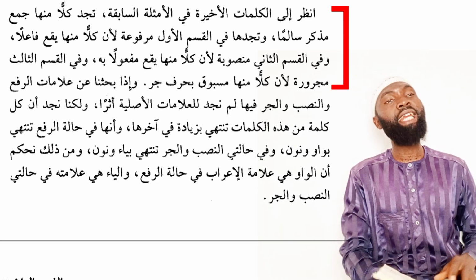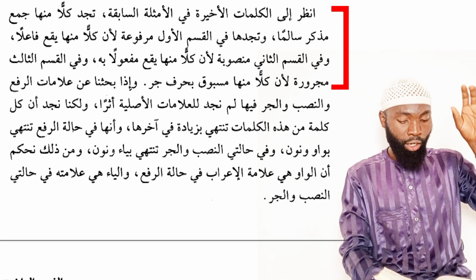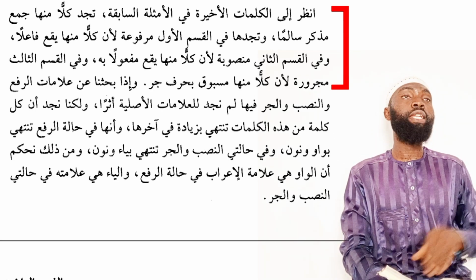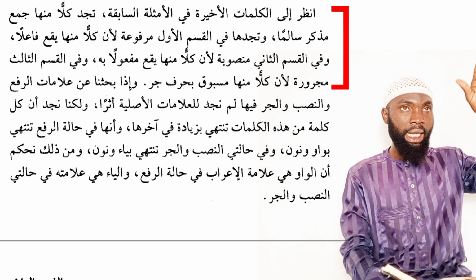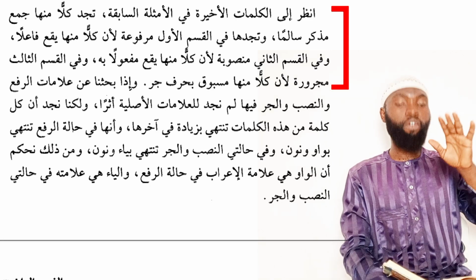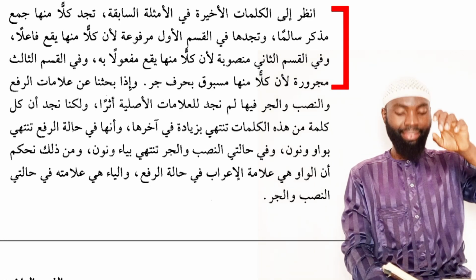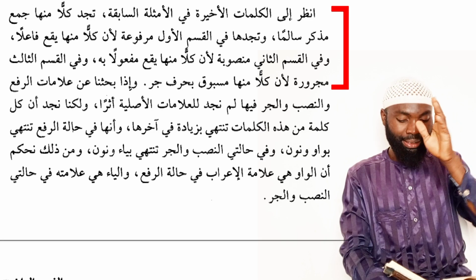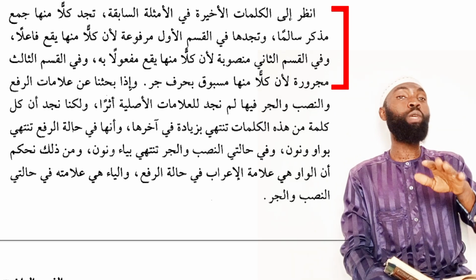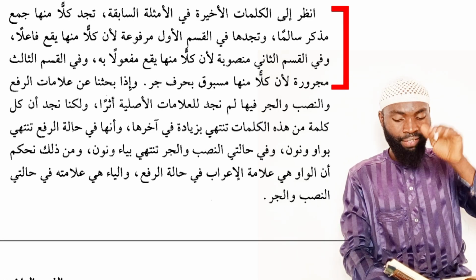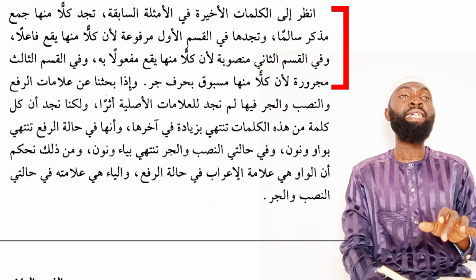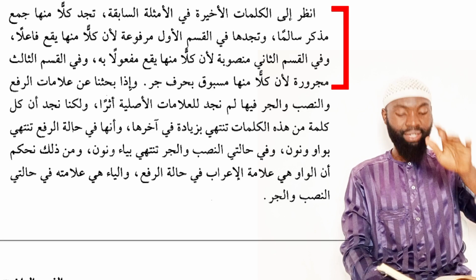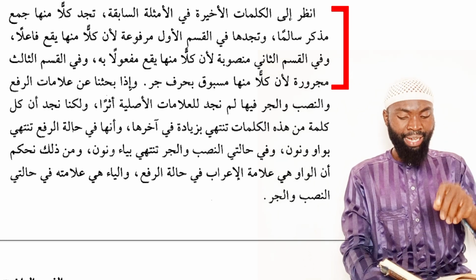وَتَجِدْهَا فِي الْقِسْمِ الْأَوَّلِ. He said you will find these same words in the first section marfu'atan, in the nominative case, لِأَنَّ كُلًّا مِنَّهَا يَقَعُ فَاعِلًا, because all of these words in the first section appear as subject of these sentences. وَفِي الْقِسْمِ الثَّانِ. While in the second section, mansubatan, you find these words coming as what? In the accusative case, لِأَنَّ كُلًّا مِنْهَا يَقَعُ مَفْعُولًا بِهِ, because each of them appears as what? Maf'ulun bih, object of the sentences.